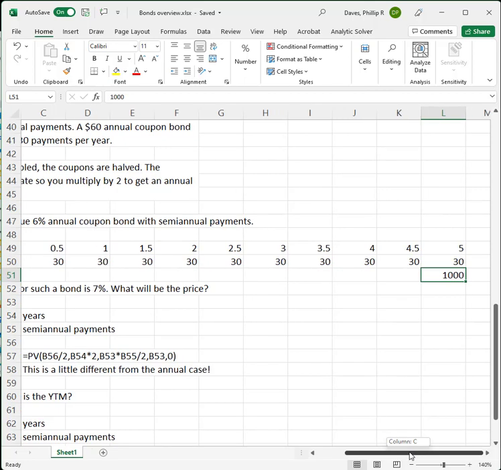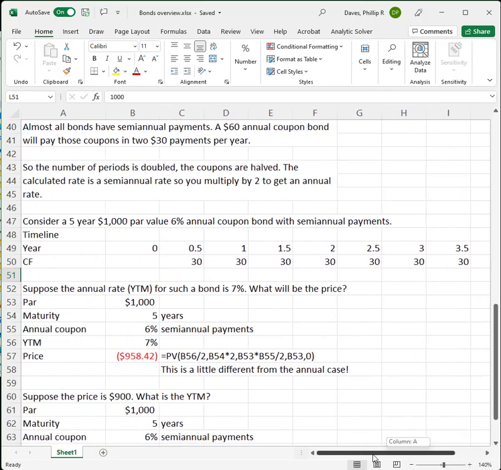Well, notice that the coupons are half the size of the annual coupon because they're every 6 months. And so let's suppose that in our situation the annual yield to maturity on such a bond is 7%. Then what is the price? Well, the first thing to note is that we don't really need annual rates. We need a 6-month rate. So a 6-month rate is half of the annual rate. And so the yield to maturity will be 7% divided by 2, or 3.5%. How do we implement that in our calculations? We've got a par value of 1,000. We've got 5 years to maturity.